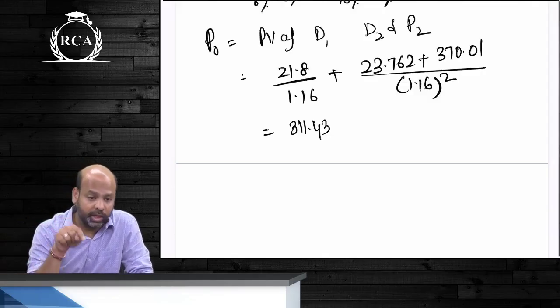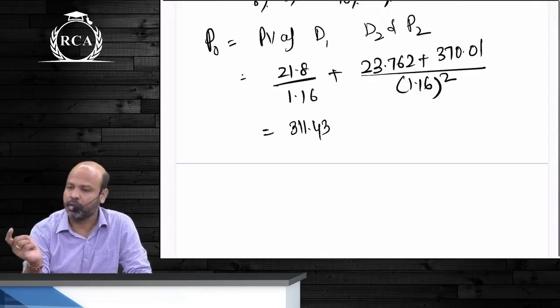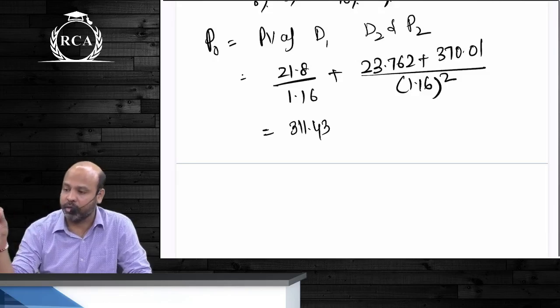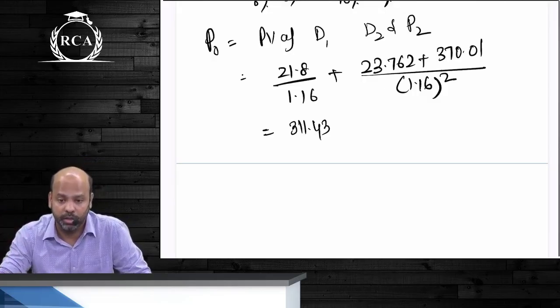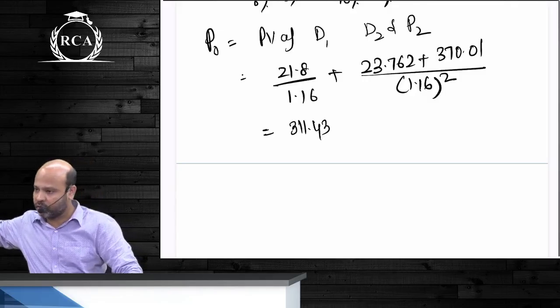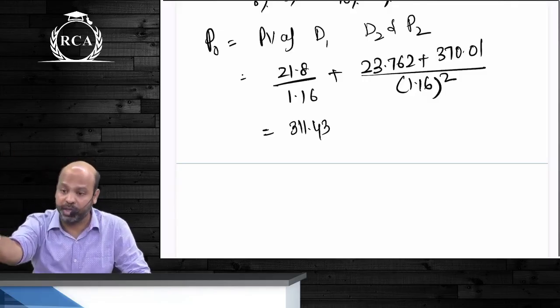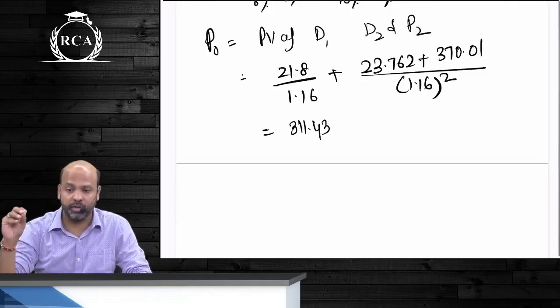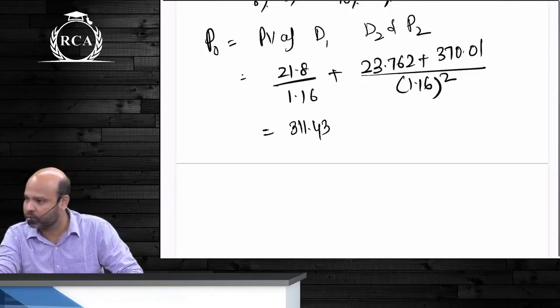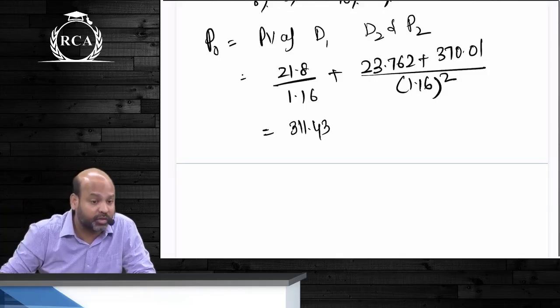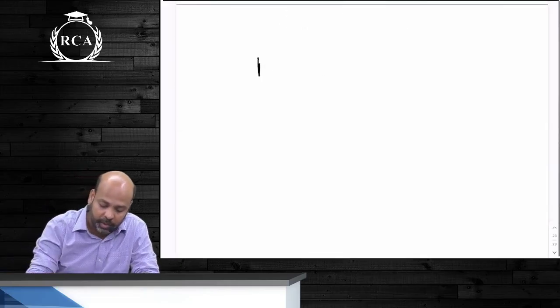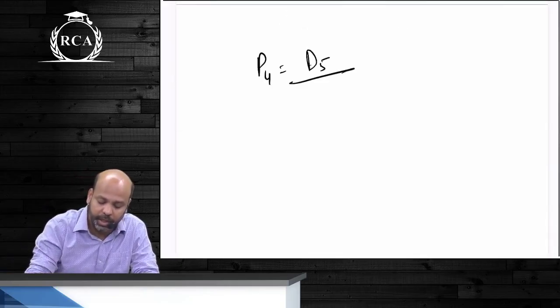But in the example that I told you now, I cannot write P naught is equal to D1 by R minus G because growth rate is not constant from year 1. You will have to use this knowledge to see how you can compute price in that case. Growth rate is becoming constant after the 4th year. If not P naught, can I at least compute P4 using the formula of constant growth perpetuity? I can write P4 as D5 by R minus G.